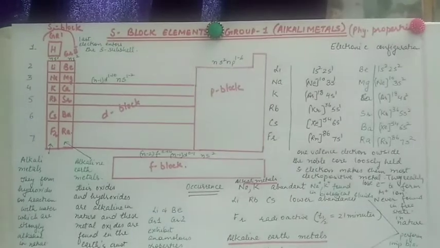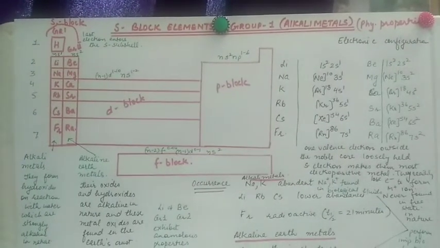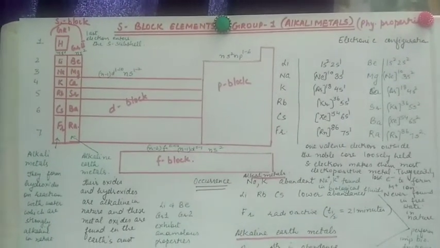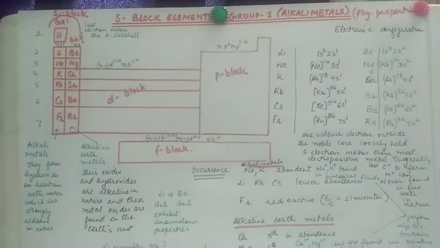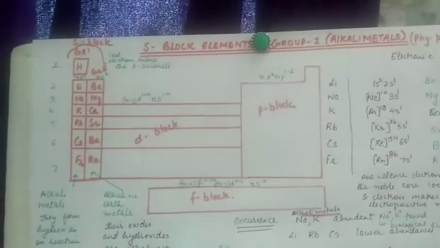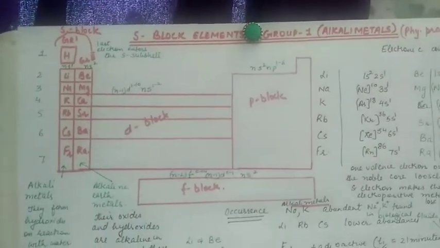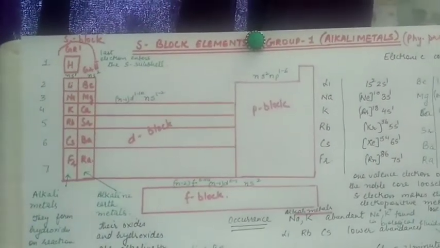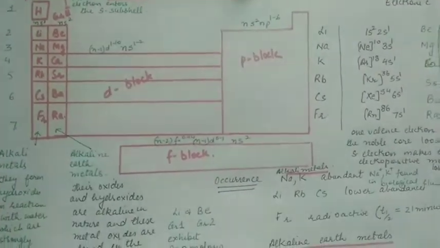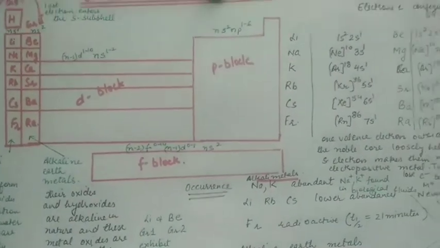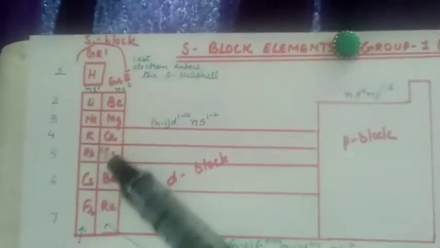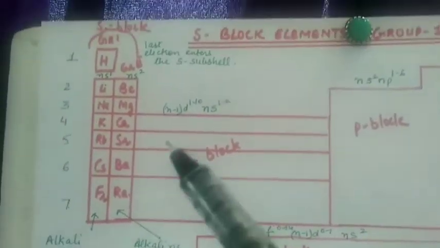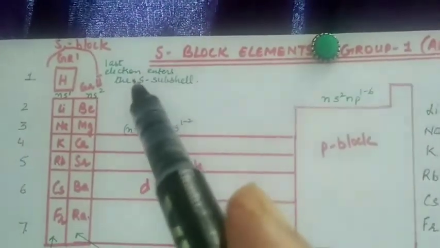Our topic for today is S block elements, group 1, alkali metals, and we'll be covering physical properties. As you know, the periodic table is divided into 4 blocks: S block, P block, D block and F block. So the first two groups, group 1 and group 2, belong to S block because the last electron enters the S subshell.